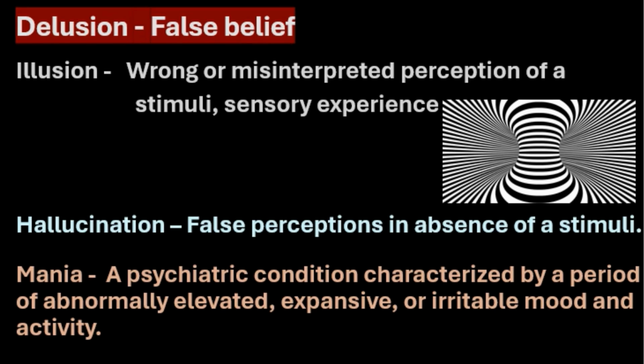Delusion is a false belief. Illusion is wrong or misinterpreted perception of a stimulus, a sensory experience. There is a stimulus, but that stimulus is misinterpreted or wrongly interpreted. That is illusion. Hallucination is a false perception even in the absence of a stimulus. The stimulus itself is not there, but they are just feeling the sensation. That is hallucination. Delusion is a false belief that is not related to any stimulus or anything.